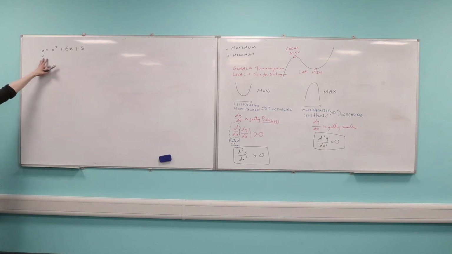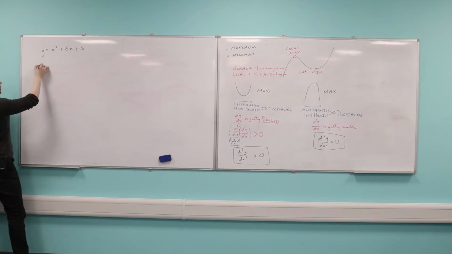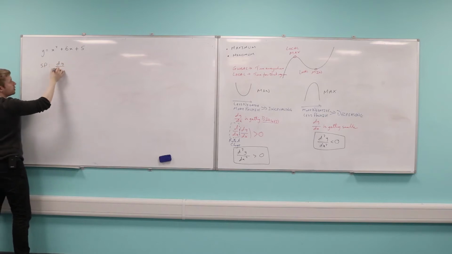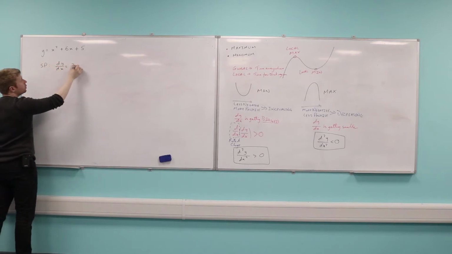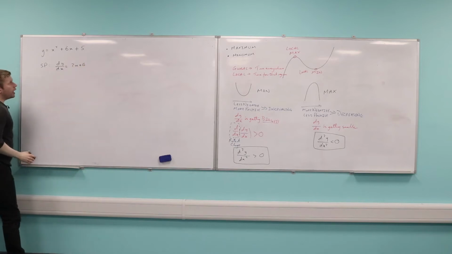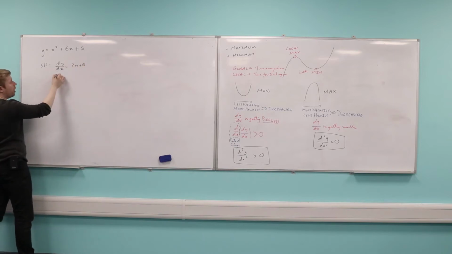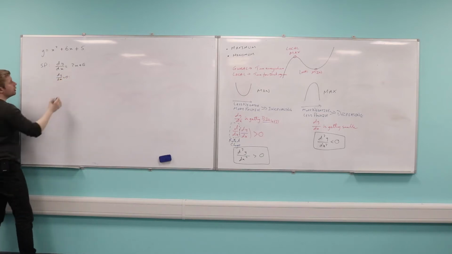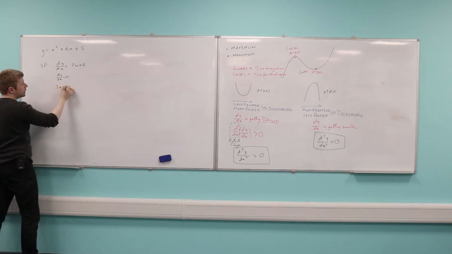So, here's my example. First of all, I need to find my stationary point. Now, I know we did this example, so first of all, nice and easy, just differentiate it. So I get 2x plus 6, okay? And then, of course, my stationary point will occur when dy by dx equals 0. Happy with that? So I set this to be 0, I get 2x plus 6 equals 0.